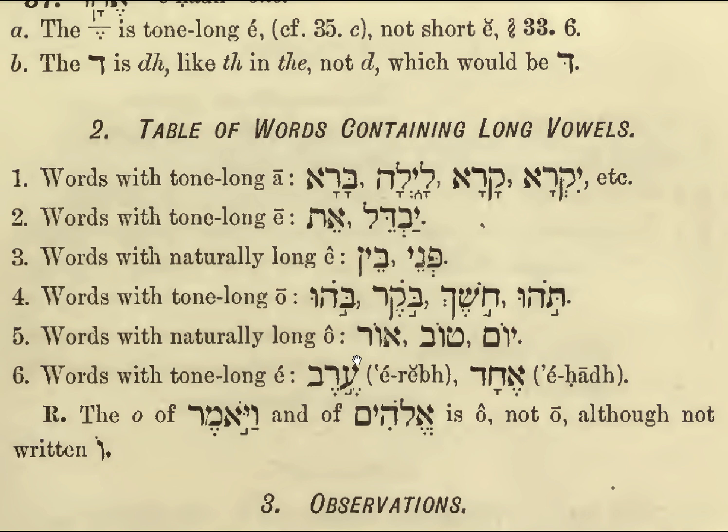Here we have a selection of words that contain long vowels. Yikra, yikra. Kara, kara. Laila, laila. Bara. Let's go over these again. Yikra. Kara. Laila. Bara. Yabdel. Eat. Penne. Ben.